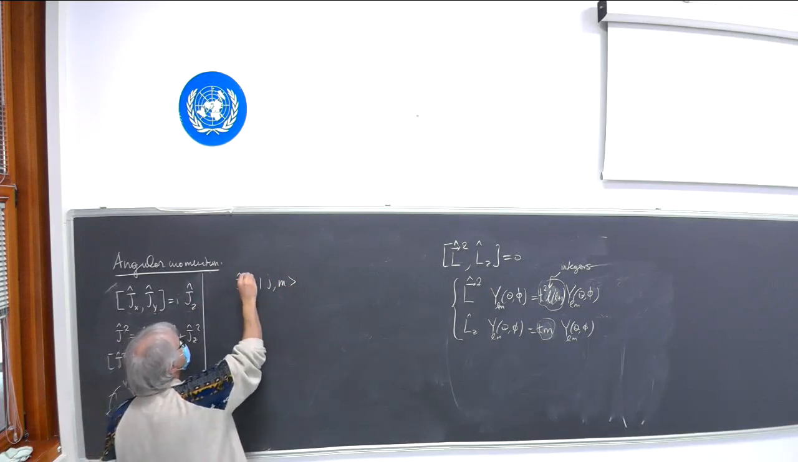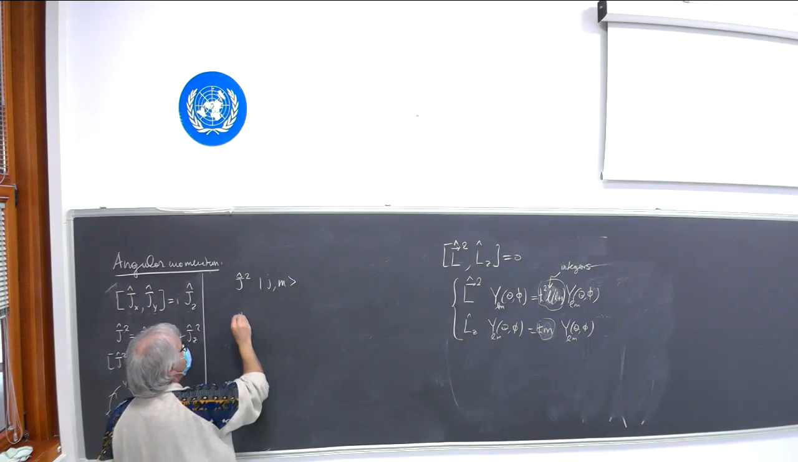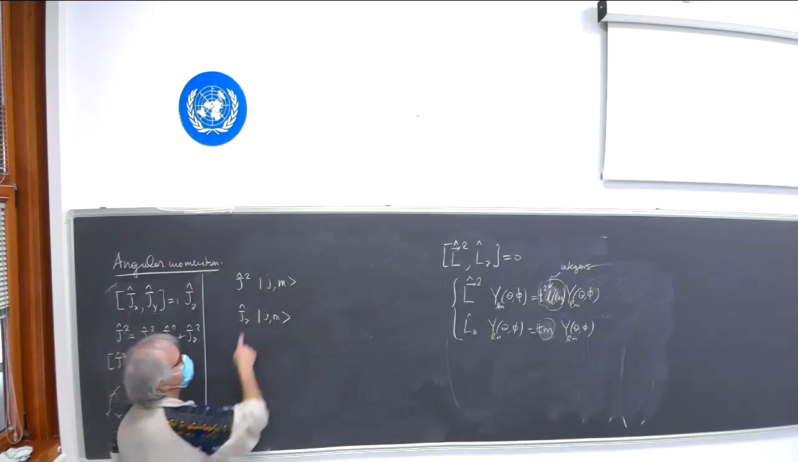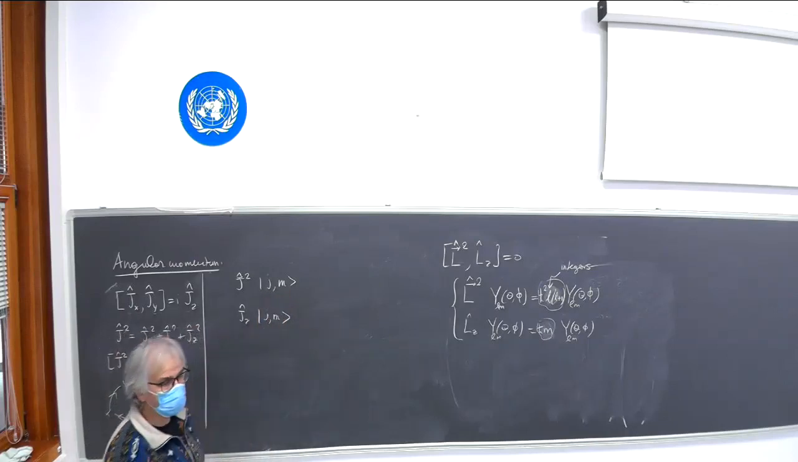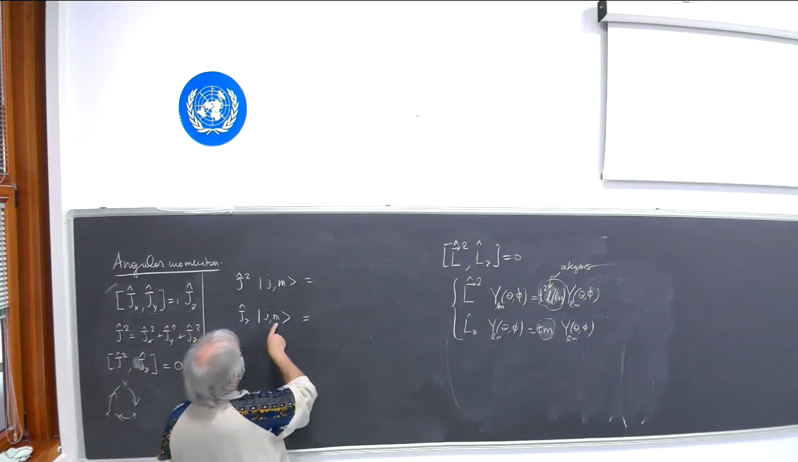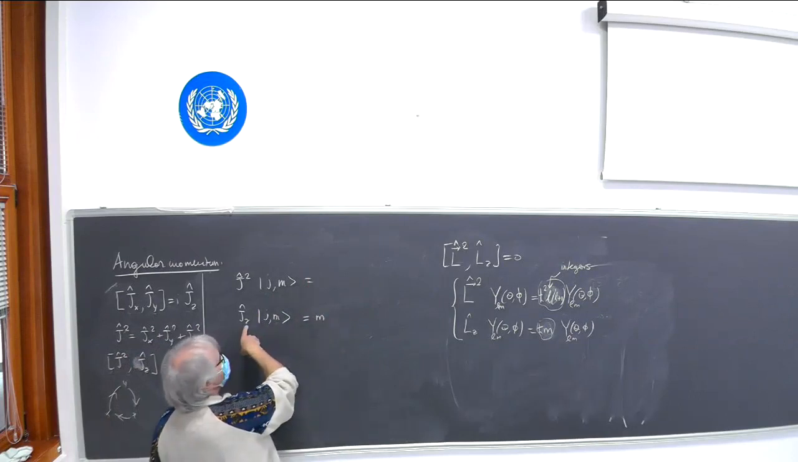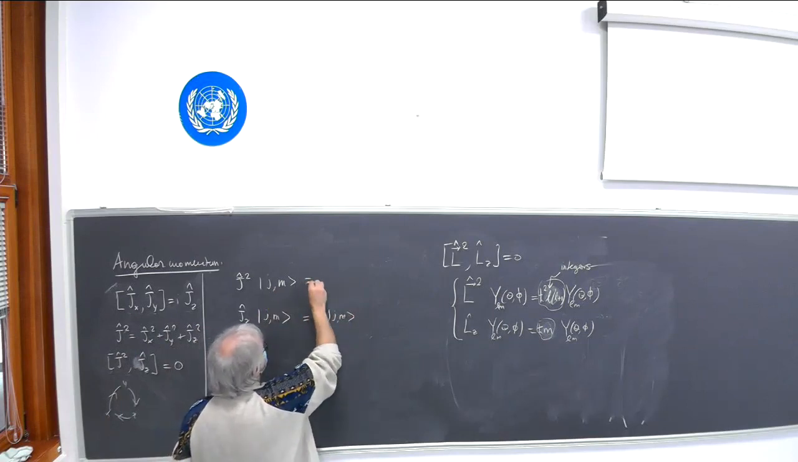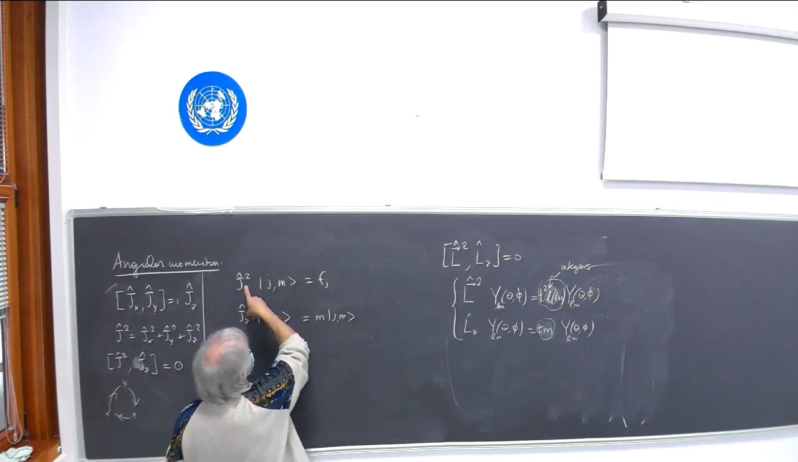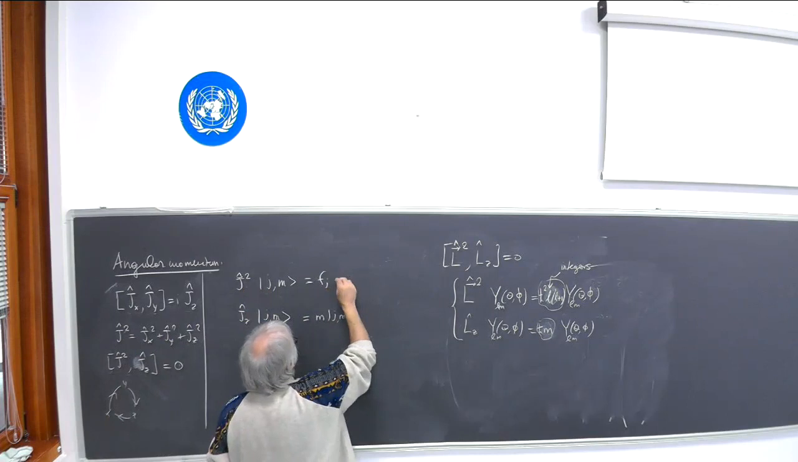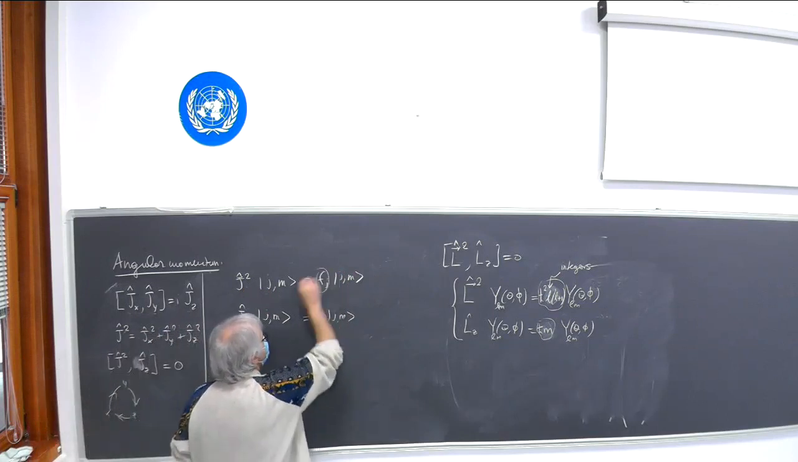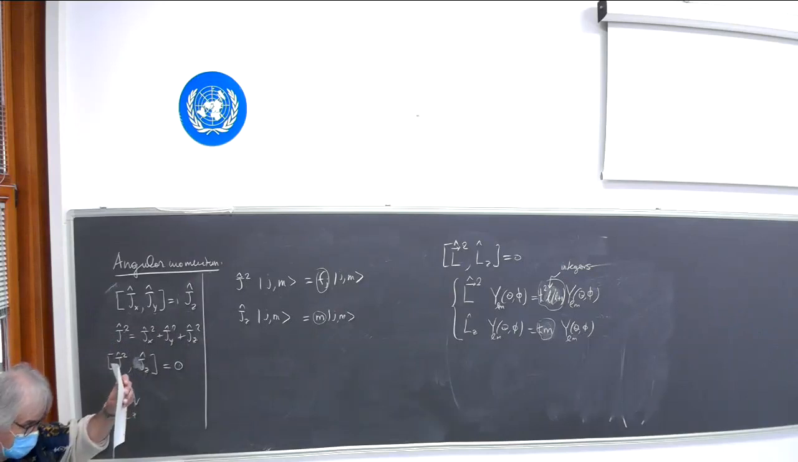So J squared and Jz are diagonalized simultaneously by this vector in the Hilbert space. M is directly the eigenvalue of Jz. Okay? While J is a label, and the value of J squared is not J, it is some function of J, which I will tell you in a second what it is. So let's see better how to construct these objects J and M.